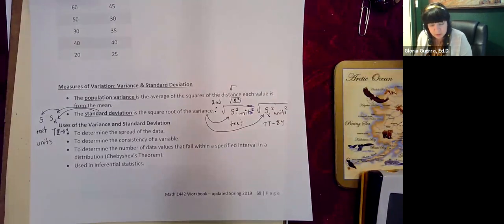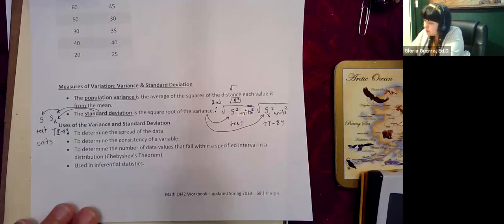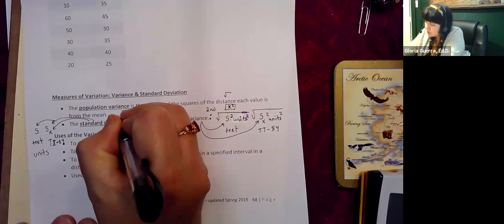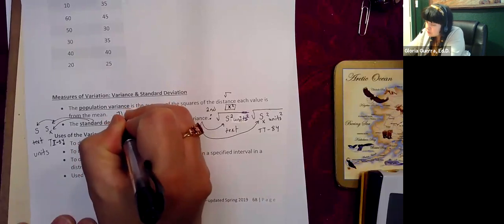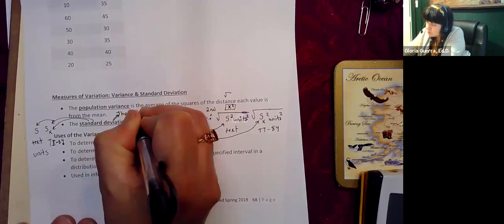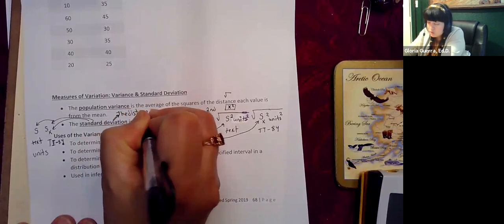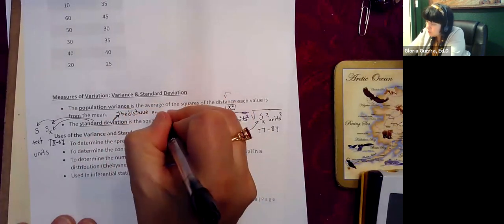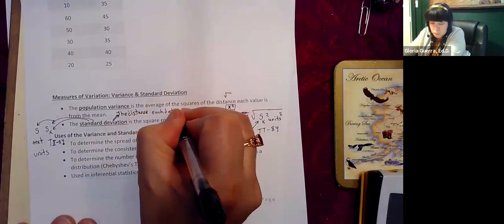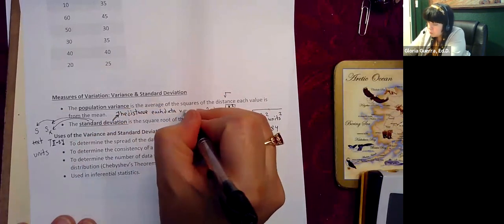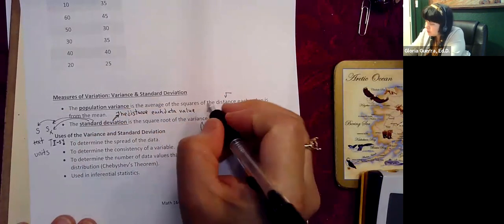The other thing is to give you a little definition for standard deviation. So standard deviation, it's the distance that each data value is from the mean. So here, standard deviation is the distance each data value is from the mean.